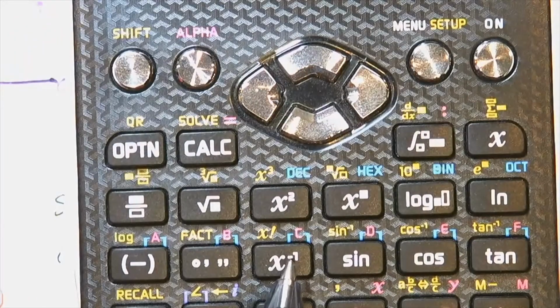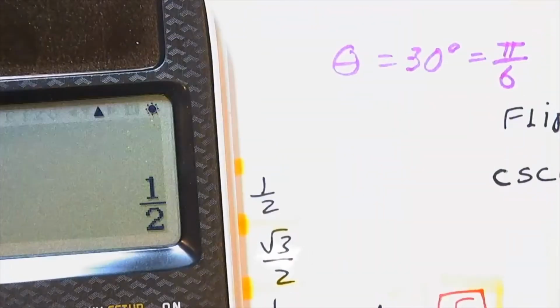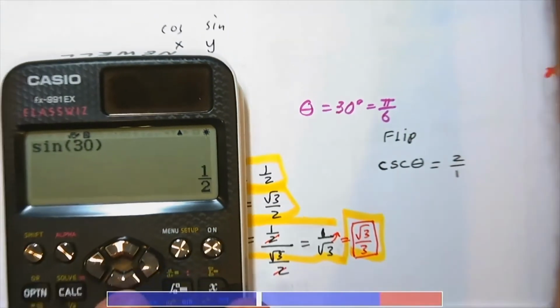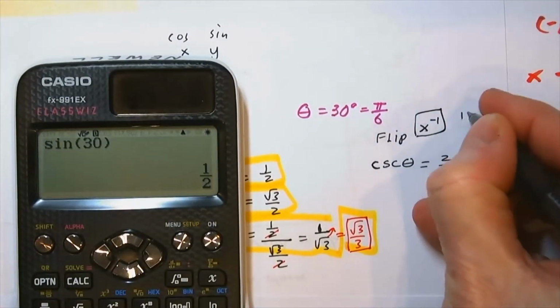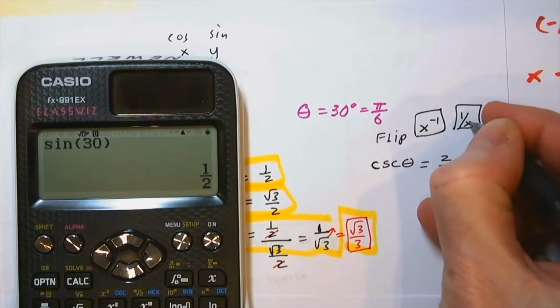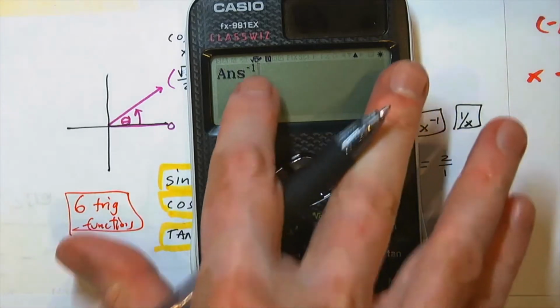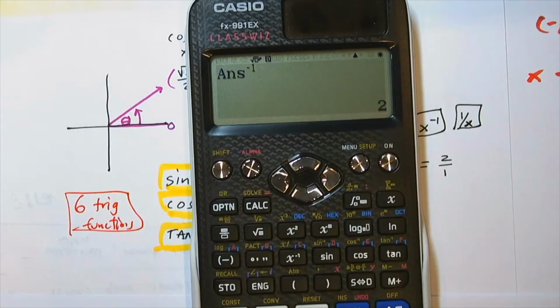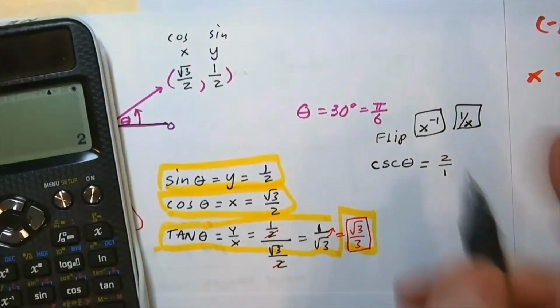Remember -1? What does a negative exponent do? Go to the bottom. Some people have that button. If you don't have that button, you might have a button that says 1 over x. Okay, I've seen that too. So watch what happens when I press that button. Press, it says answer, flip, 2. Oh, that's 2 over 1, isn't it? Sweet. Okay, so there's your flippy button.